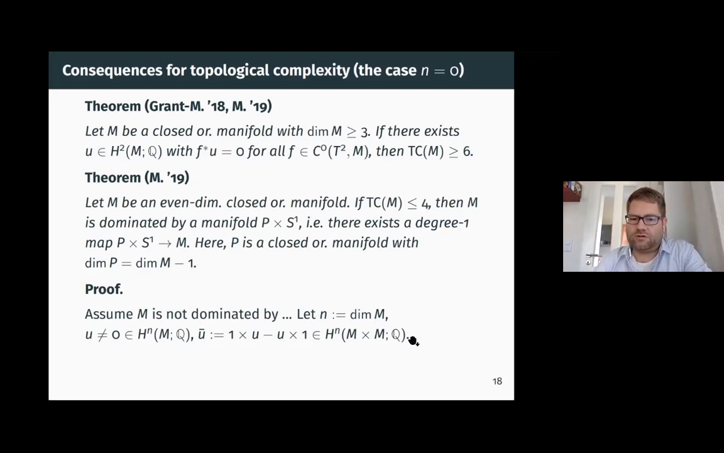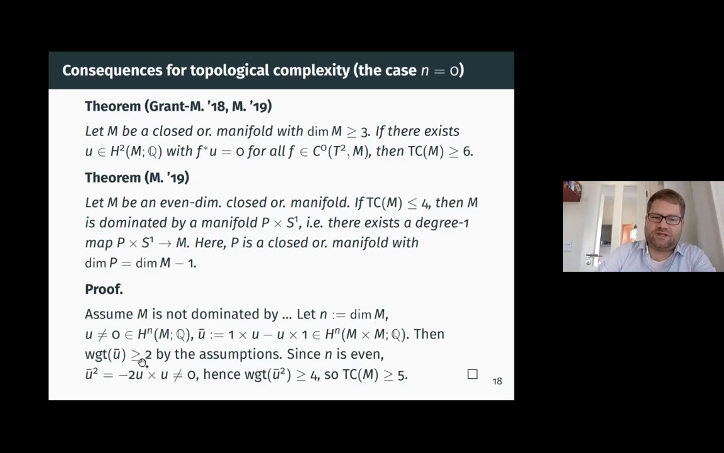And we know that by the assumptions, if this is not dominated in this style, then we can compute that, so by the previous theorem, the weight of this class of this 0 divisor is 2 or bigger. So we already have a class of degree 2, but since we are in even dimensions, it turns out that the square of this class, by an elementary computation, gives minus 2 times U times U. So this is non-vanishing. So we have a class of degree 4, and this means the TC must be 5 or bigger. So this is the way we can obtain this result here.